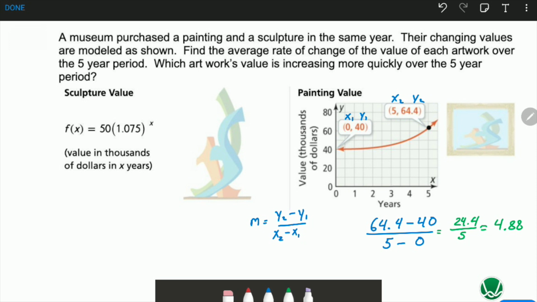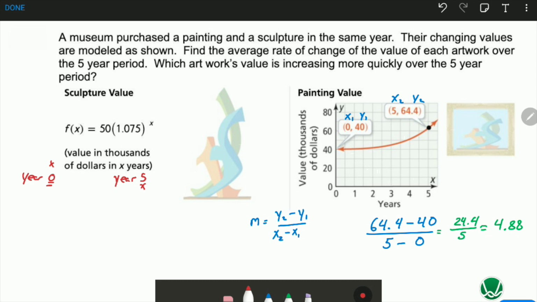Now let's go ahead and compare with the one that we're given an equation for, the sculpture over here. Now, the sculpture doesn't actually give us any values as far as points to use. However, we know that year 0 will be the original cost, and year 5 would be 5 years later, which is what we're trying to compare. So we know that the x value is 0, and the x value is 5.